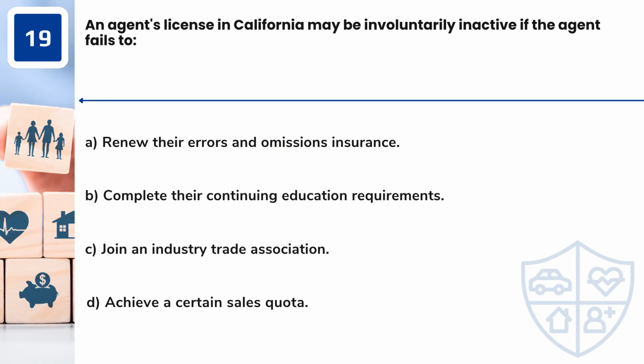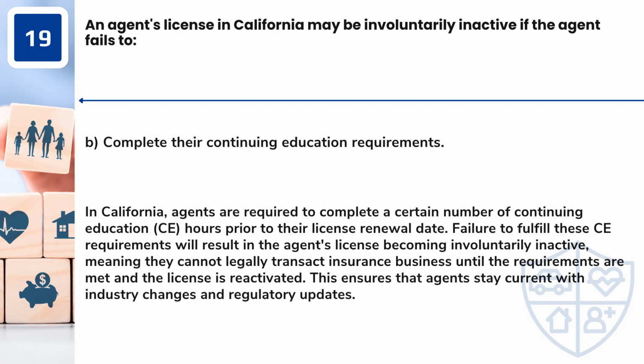Answer: B. Complete their continuing education requirements. In California, agents are required to complete a certain number of continuing education (CE) hours prior to their license renewal date. Failure to fulfill these CE requirements will result in the agent's license becoming involuntarily inactive, meaning they cannot legally transact insurance business until the requirements are met and the license is reactivated. This ensures that agents stay current with industry changes and regulatory updates.